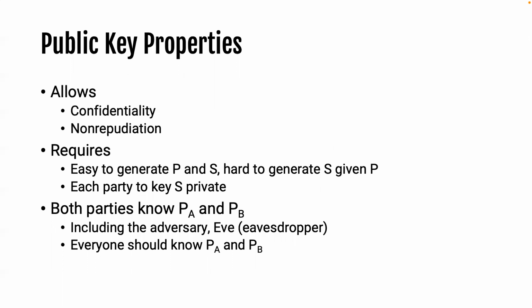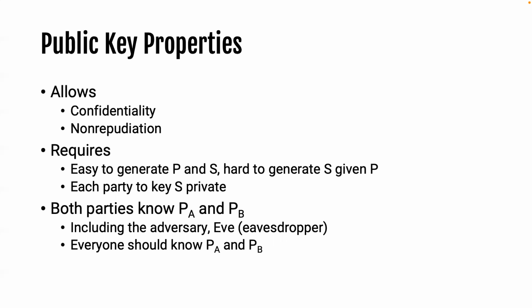Okay, then let's talk about public key. Why do we want to use public key? What's the nice thing about public key? How does it guarantee security? Public key allows 2 things. One is confidentiality, meaning that if someone encrypts a message, it's going to be hard for a third party, say an attacker or eavesdropper, to decrypt it. So it guarantees confidentiality.